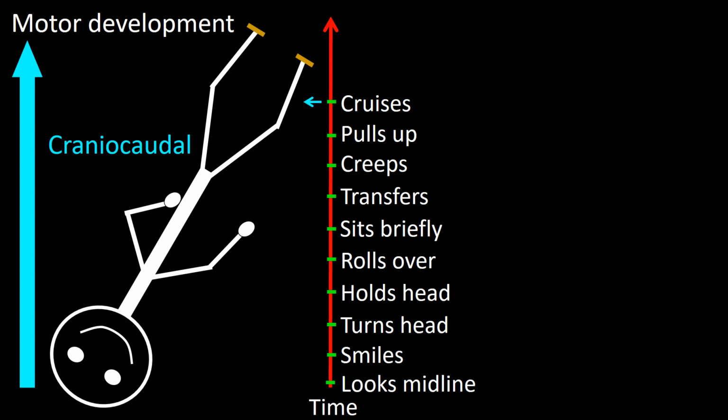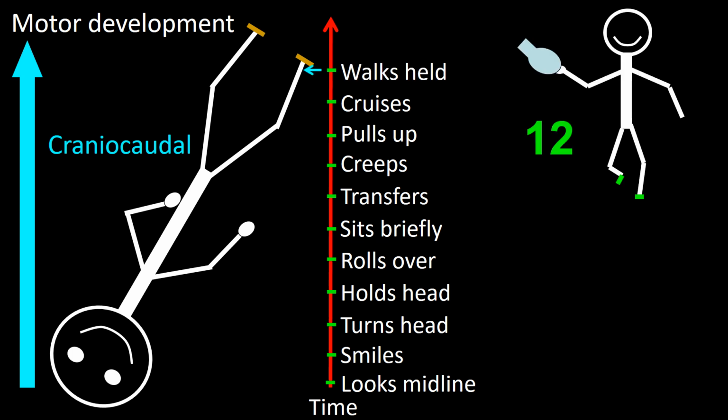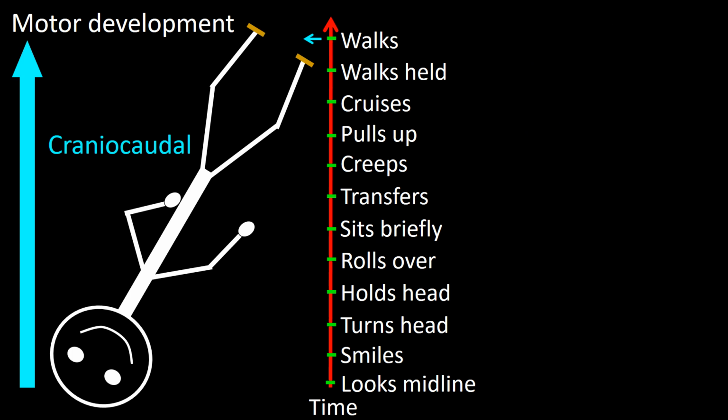Cruising comes next after pulling to standing. First, the infant cruises holding on to the same object and then venturing from one object to the other nearby object. After cruising, the infant starts walking with one hand held. Walking with hand held should be achieved by 12 months. Walking by self occurs shortly after.